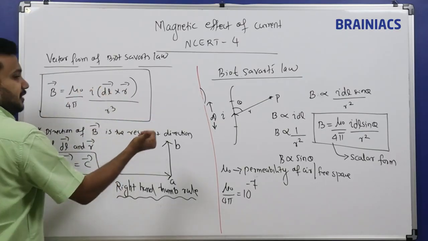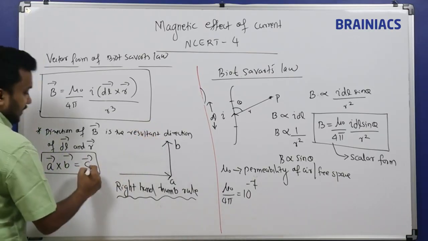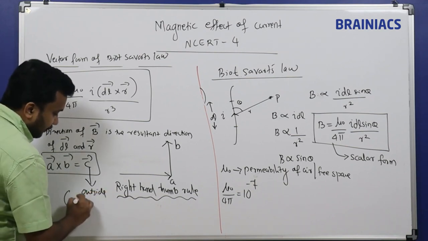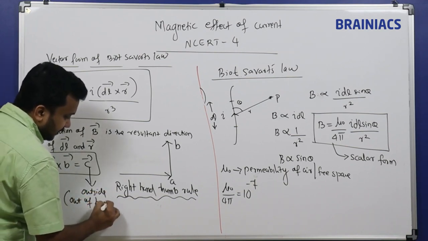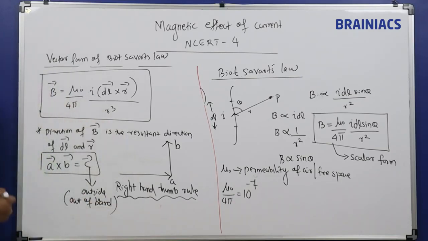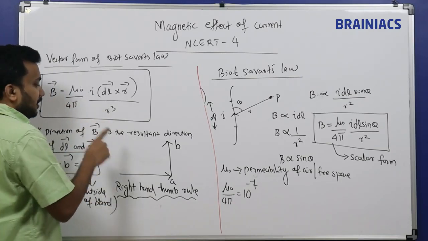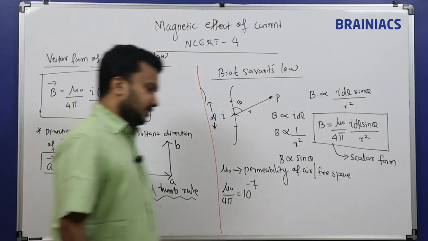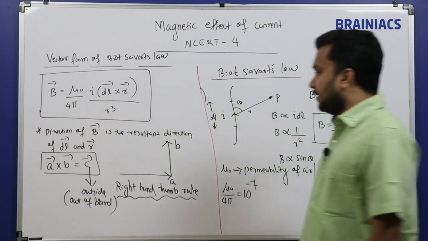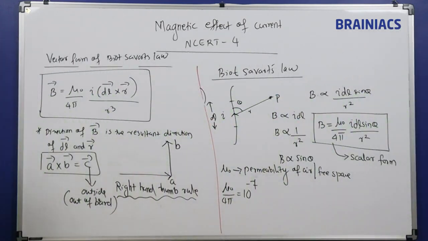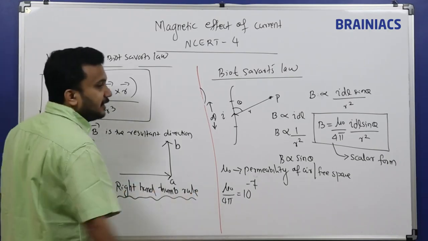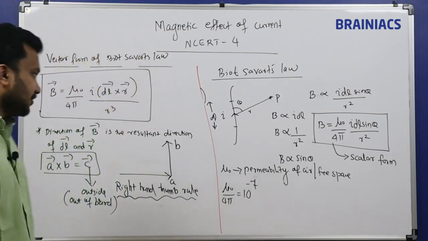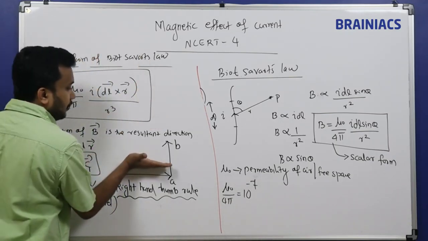So outside means the direction of C is outside. I can say outside, or out of board in my case. So the right hand thumb rule is used to find out the direction of the cross product of two vectors. Simply we call it the right hand rule also. Some reference books may also say right hand thumb, because the thumb gives the direction of the final vector. So for vector A cross B.